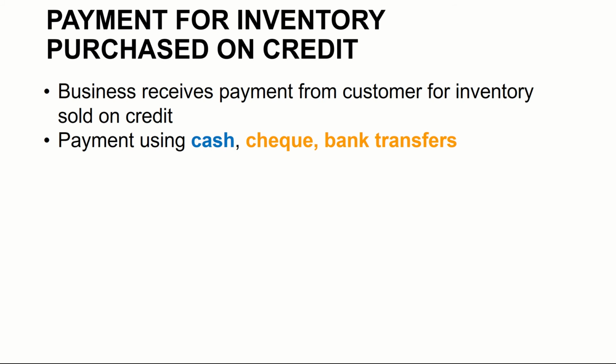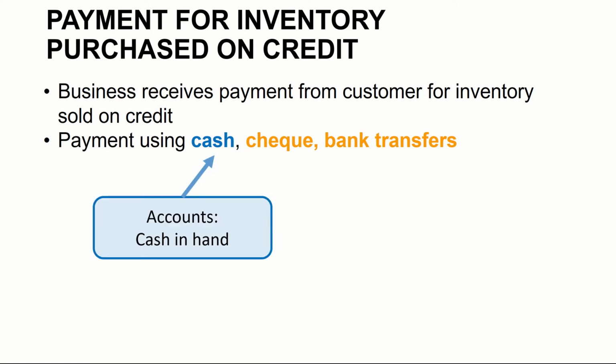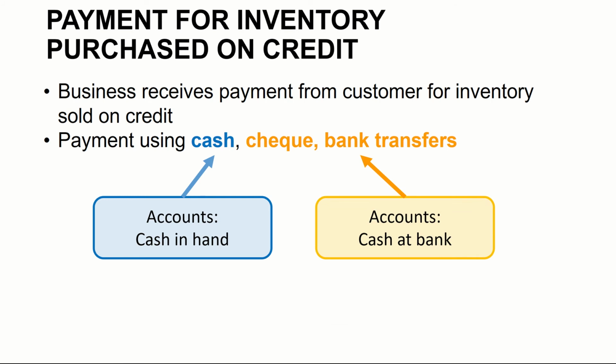So usually your business will receive payment from your customer for your inventory if it's sold on credit, and your customers can pay by cash, by check or by bank transfer. Again, the colors are different because the accounts are different. Want to make a guess what the account is when your customer pays by cash? Yeah, you are right. If your customer pays by cash, we will use cash in hand. But when your customer pays by check or bank transfer, we will use the cash at bank account.